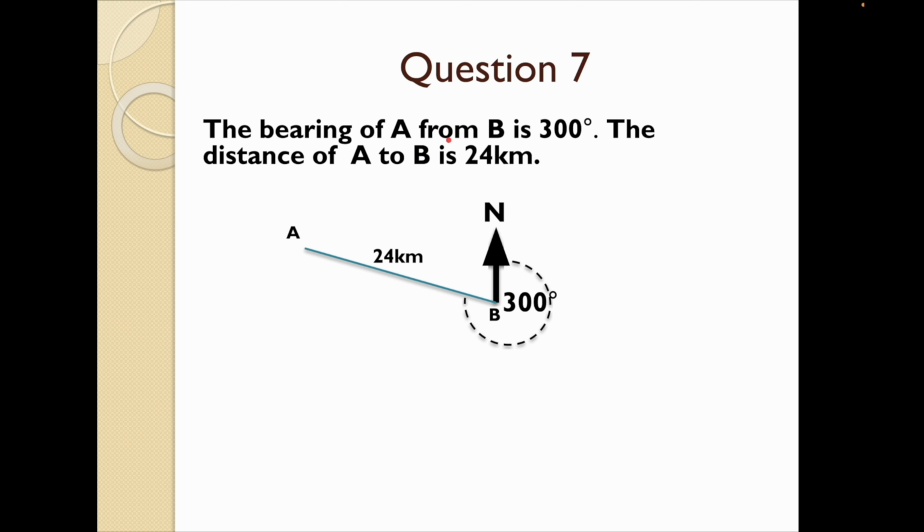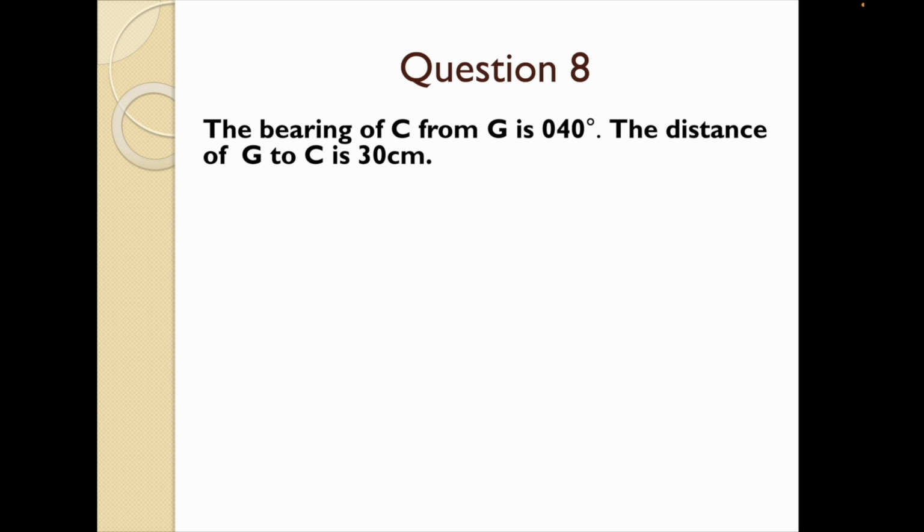Okay, so our starting point, same concept, was from B. So we start at B and we do an angle of 300 degrees. We draw a line like we were doing all the time, and then we make our point to say that is A. And the distance of A to B is 24 kilometers. All right, so one for y'all to try. Let's see what you get for this one.